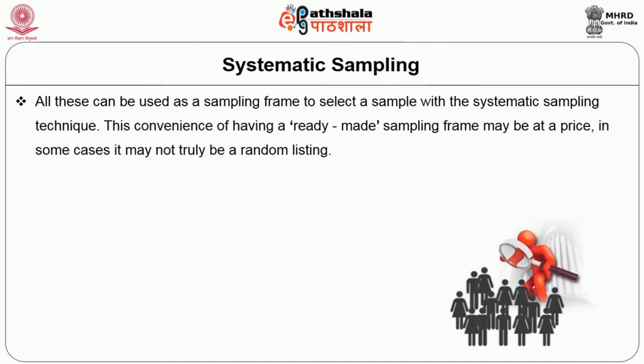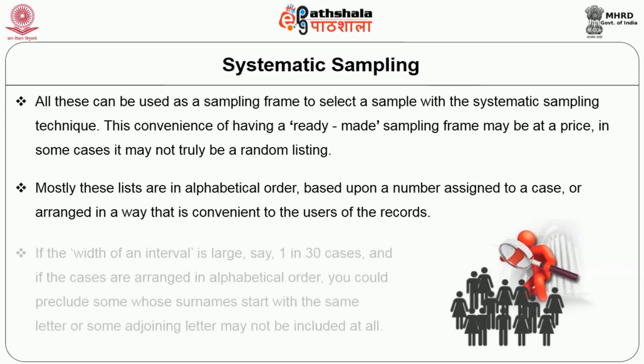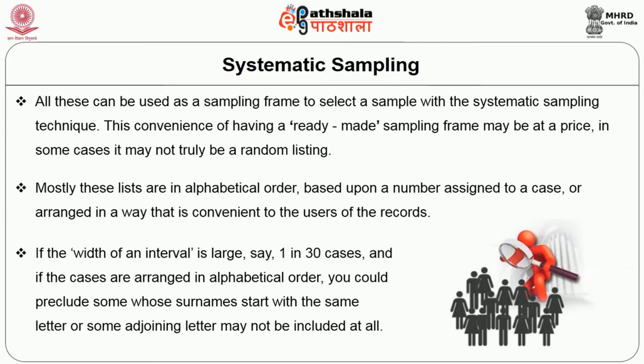This convenience of having a ready-made sampling frame may be at a price. In some cases, it may not truly be a random listing. Mostly these lists are in alphabetical order, based upon a number assigned to a case, or arranged in a way that is convenient to the users of the records. If the width of an interval is large, say 1 to 30 cases, and if the cases are arranged in alphabetical order, you could preclude some whose surnames start with the same letter, or some adjoining letter may not be included at all.